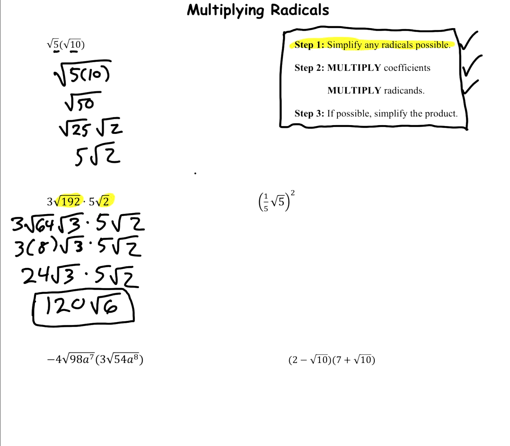And let's look at the third one. Whenever it says it's being squared, I want you guys to write it out as every factor. This lets you not make any mistakes. So I'm going to write this out as 1 over 5 radical 5 times 1 over 5 radical 5. Please do this.